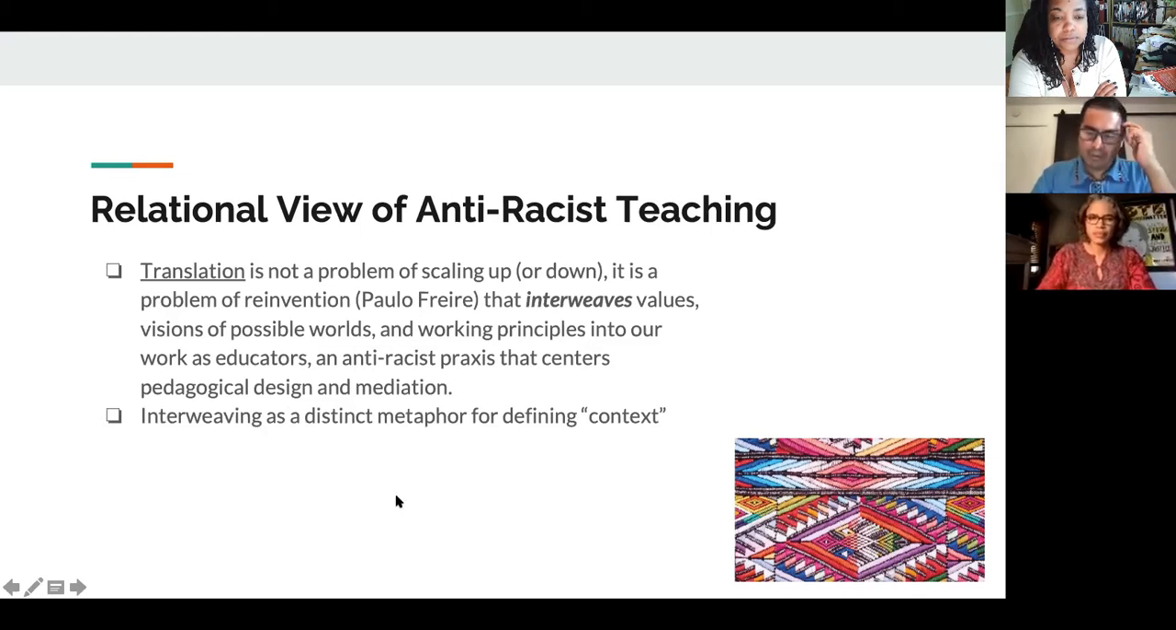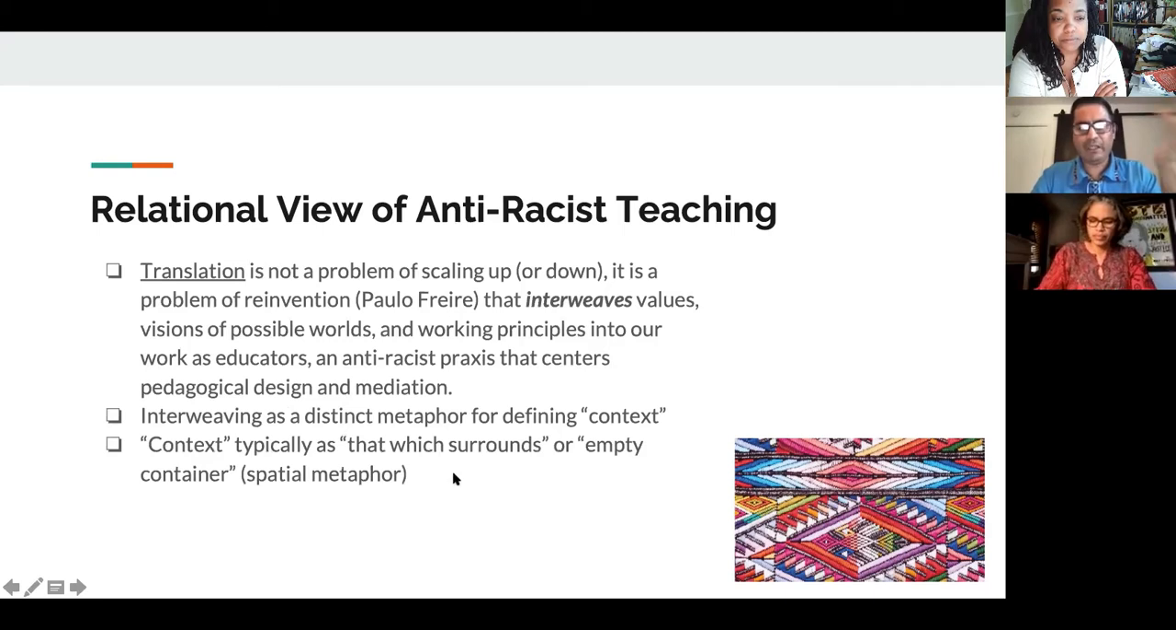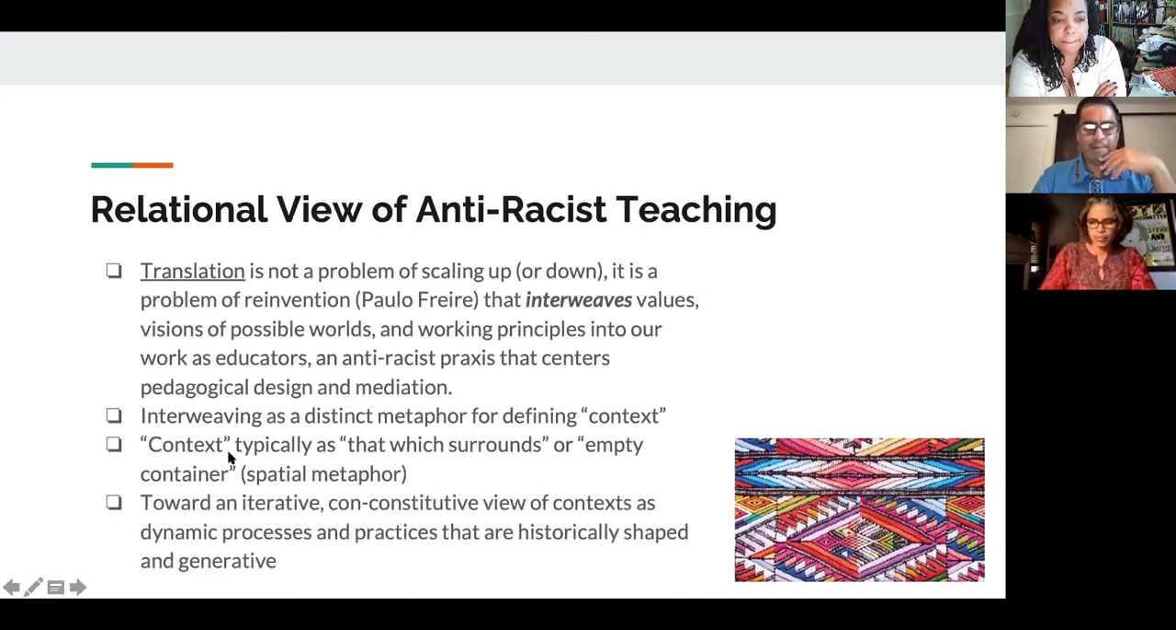Interweaving is a distinct metaphor for defining context. So typically, if you look at a basic dictionary definition, context is that which surrounds. And some folks who have studied space talk about it as a very Eurocentric notion that space is points, lines, planes. But what happens when it's more than that and it's relational? Space and context are not empty containers. They're more than that. And I'm working here towards a more iterative, co-constitutive politics as dynamic processes and practices.